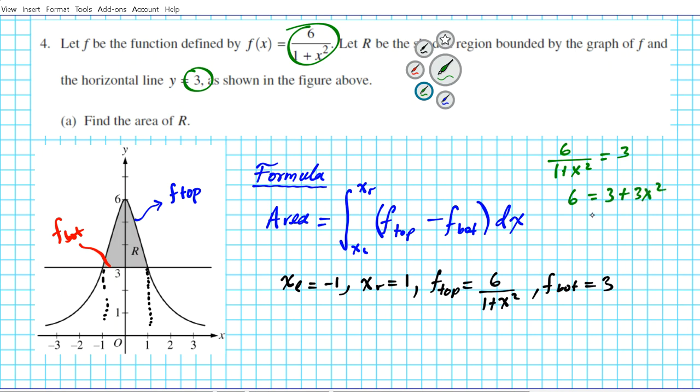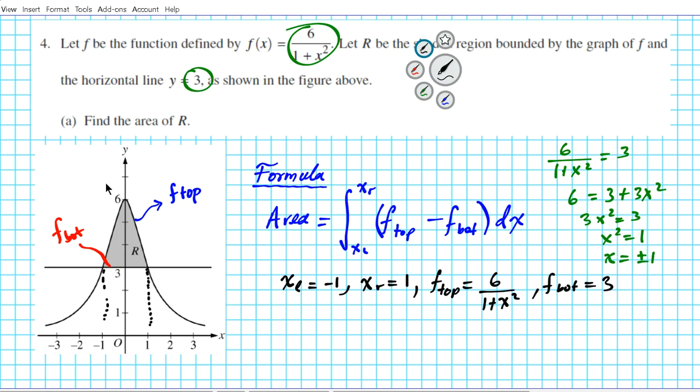Alrighty, subtract 3 from both sides. You have 3x squared equals 3. Divide by 3, you have x squared equals 1. When you take the square root, you have x equals plus or minus 1. So you can see that our assumption that this is negative 1 and 1 are in fact accurate. Because sometimes it might not be exactly what you think, so we just need to make sure.